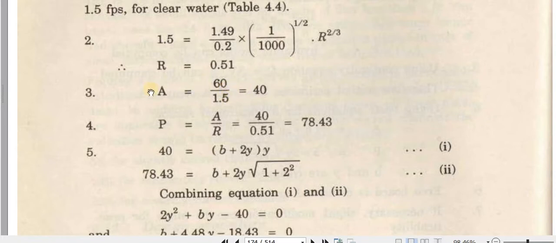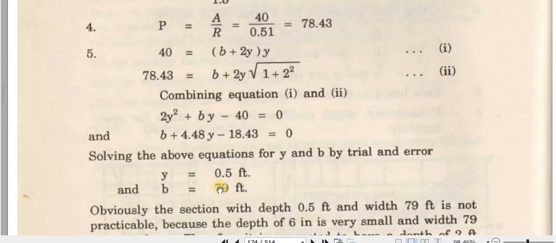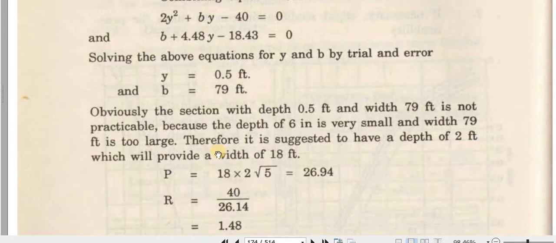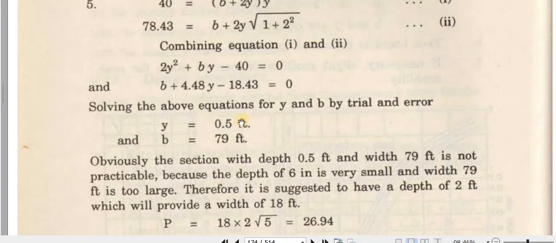area, discharge over velocity gives area. From A over R we have to calculate P, then all the other parameters we can calculate for the channel section. But you can see in our first approach Y is equal to 0.5 feet and B is 79 feet. That is not a suitable channel with a width of 79 feet and depth of 0.5 feet. Then we have to change our design.